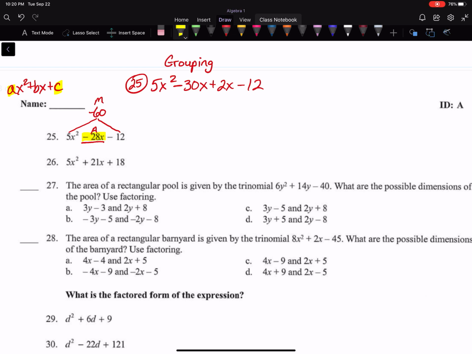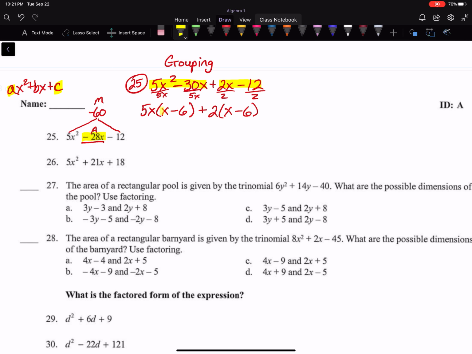We take our groups. This is a group, and this is a group. And you factor those groups. So the greatest common factor in this first group is 5x. So if we take that out and divide everything by 5x, that will leave us with x minus 6. And 2x and negative 12, the common factor is 2. And if we divide those by 2, we'll also end up with x minus 6 in my parentheses.